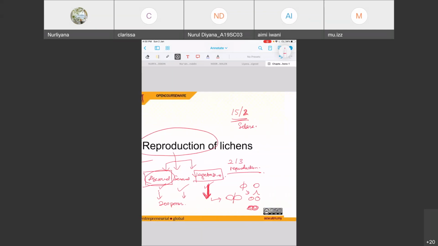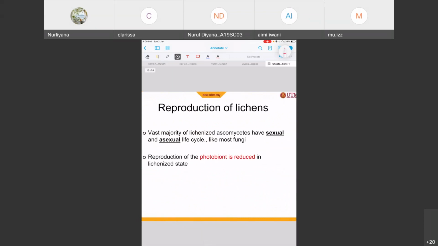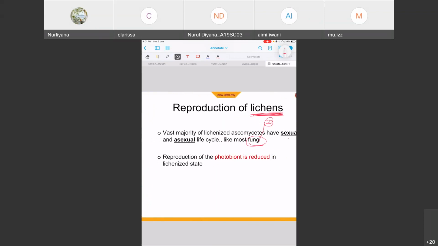So, reproduction of lichens. Okay, mainly we have sexual and asexual life cycle. Because the main body of the lichens is fungi, the reproduction will depend on both types of organism. Mainly it is sexual and asexual. Can we say lichen reproduces through vegetative? Can we?